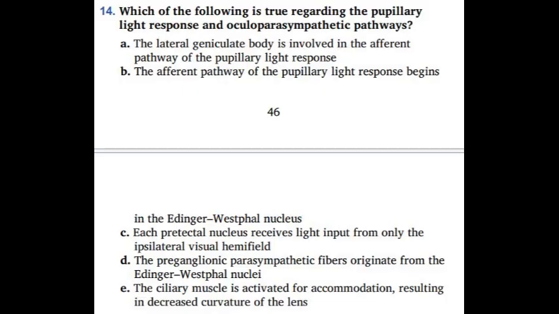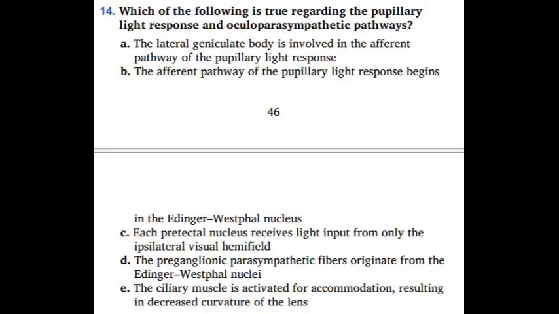So back to our question. Which of the following is true regarding the pupillary light response and oculoparasympathetic pathways? A, the lateral geniculate body is involved in the afferent pathway of the pupillary light response. That is false. What is involved in the afferent pathway is the pretectal nucleus. And B, the afferent pathway of the pupillary light response begins in the Edinger-Westphal nucleus. That's false. The afferent pathway actually begins in the pretectal nucleus.